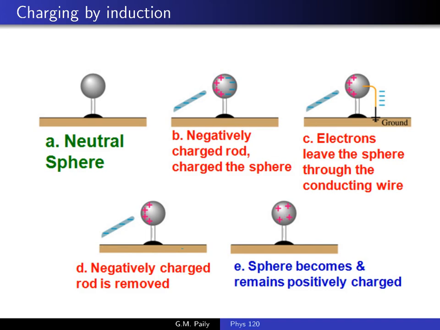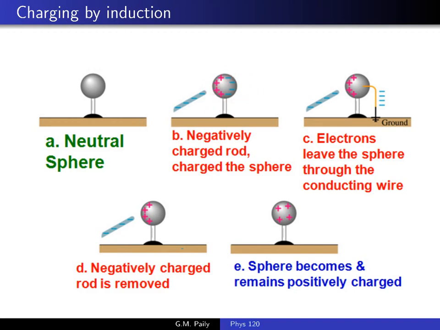In charging by induction, we start with an object which is charged, say, negatively, and can create a different object which is charged positively. Let us see how. We start in this case with a neutral metal sphere which is mounted on a glass or plastic stand. A negatively charged rod is brought near the sphere.